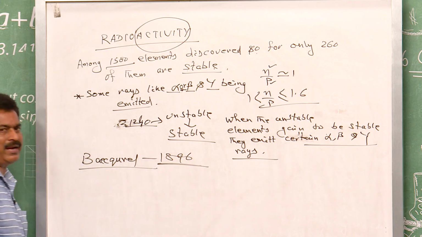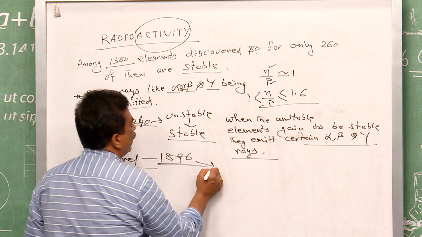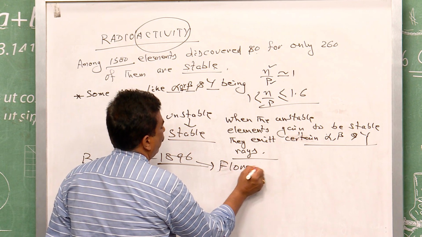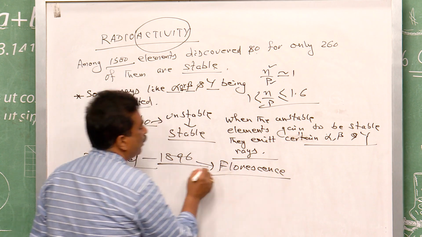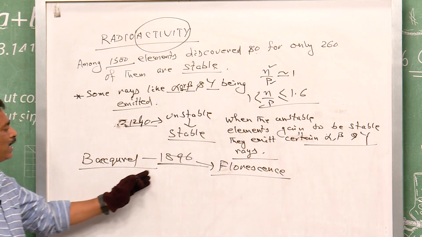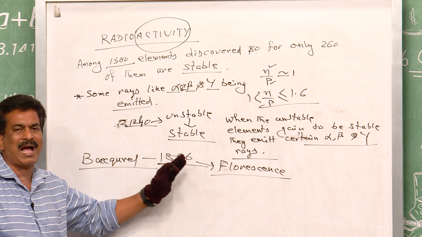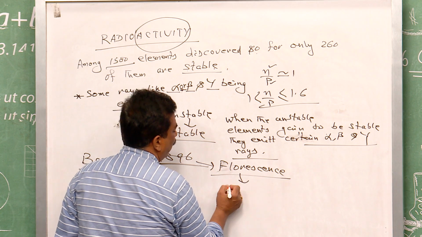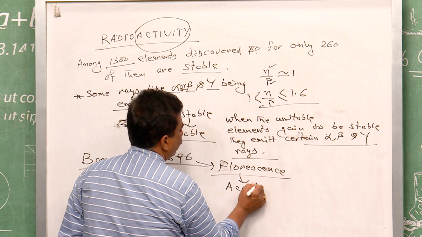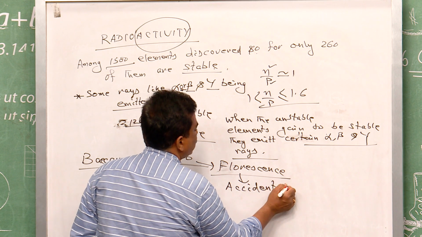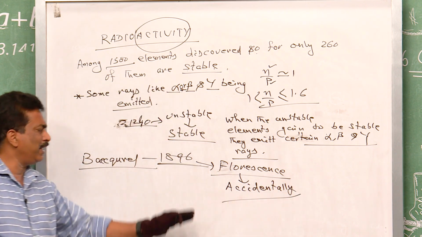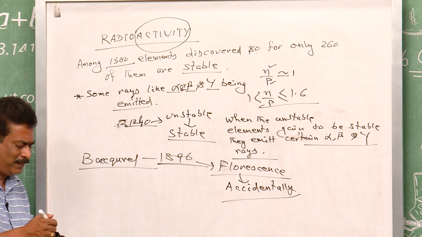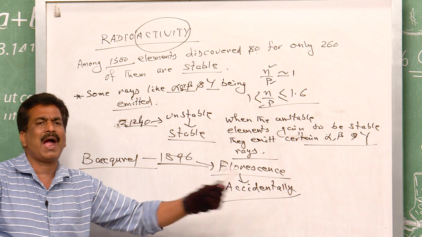In 1896, while he was doing an experiment on fluorescence, he found that some rays were affecting the photographic plate, and it came about accidentally. Accidentally means he never thought that such a thing would happen, but it happened immediately, therefore it is called accidental.